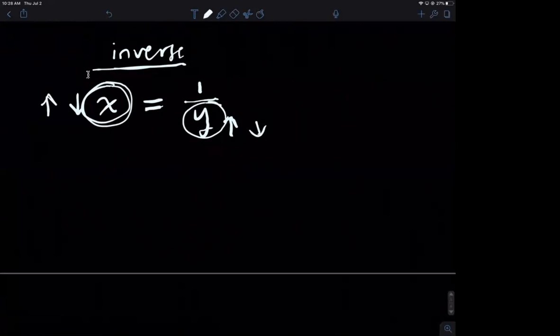On the other hand, if we just have a direct relationship where, let's say, x equals y, what happens as x gets bigger?